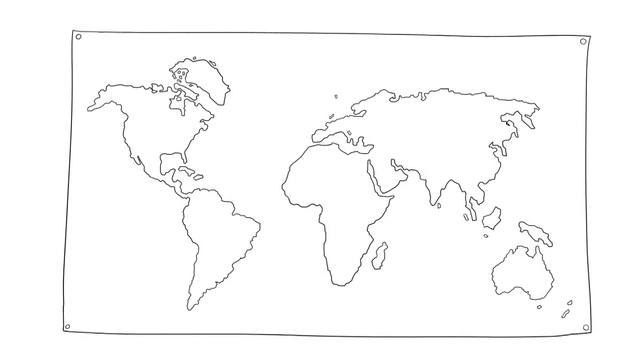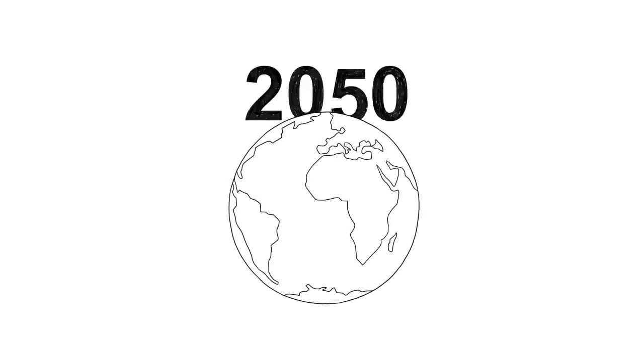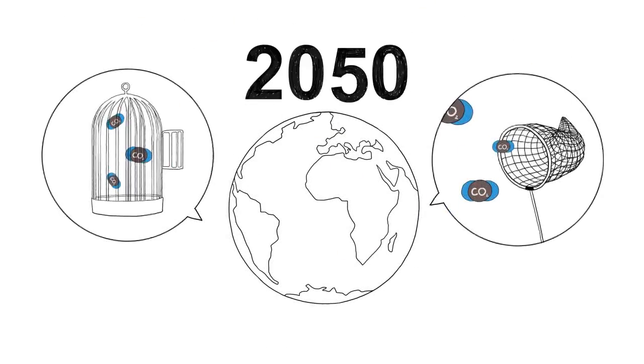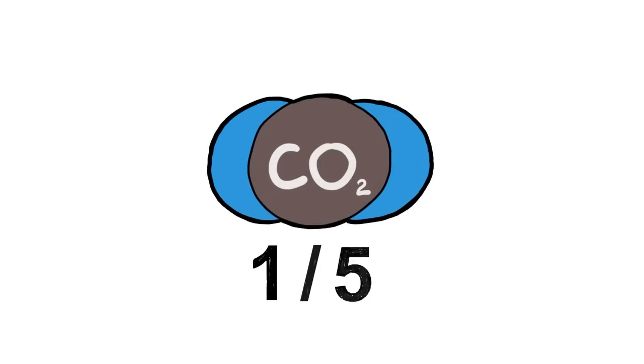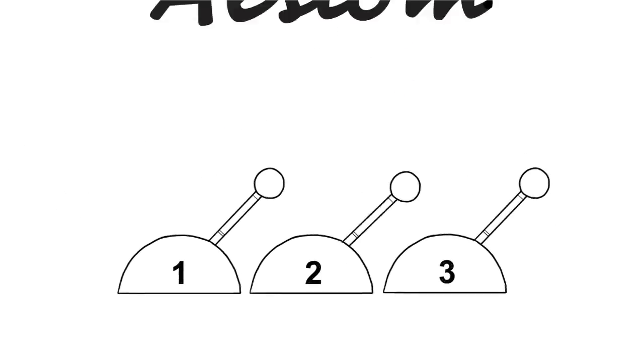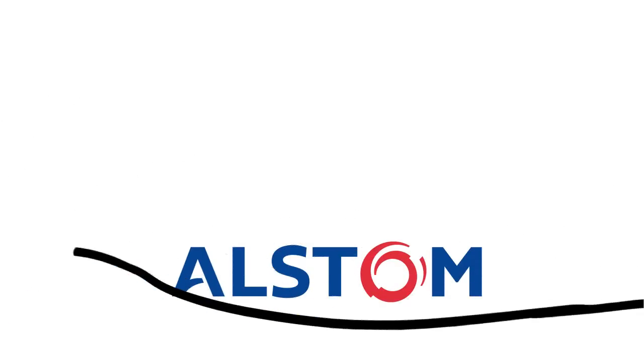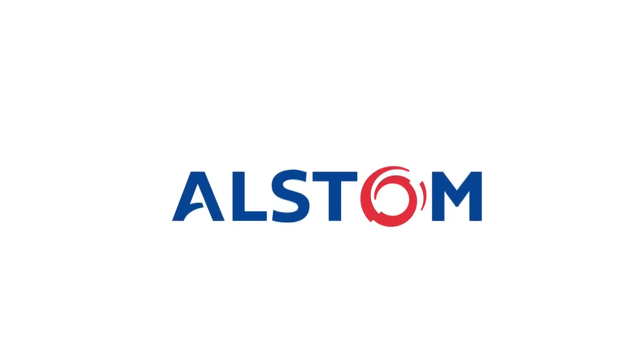13 Alstom pilot sites worldwide, including Mountaineer in the United States and LAC in France, have already proven the worth of this technology. It is now ready to be put into service for the first time in large power plants before being widespread. The stakes for the planet are considerable. By 2050, CO2 capture and storage could eliminate up to one-fifth of the CO2 coming from power generation. With its technologies, Alstom is offering solutions that ramp up the fight against global warming. It's a long struggle that has only just begun.